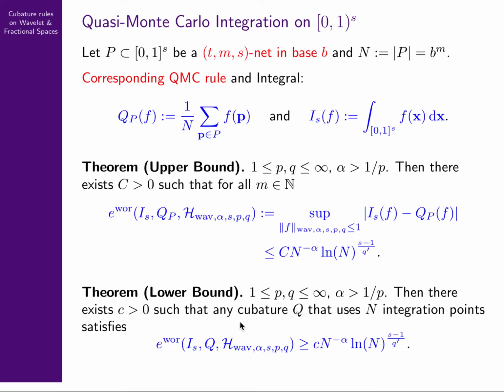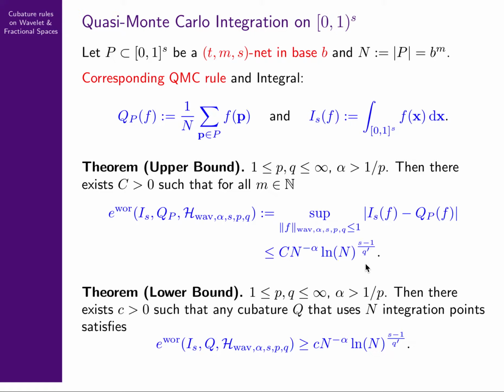There's maybe one thing which one should still point out. If you have a look at this factor here, you see actually if the dimension s increases, the convergence rate deteriorates. But that is only true if q is strictly larger than 1, because that means that q prime is actually some real number.